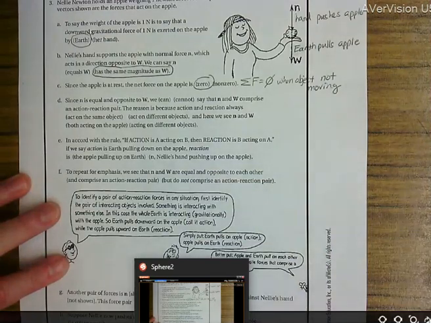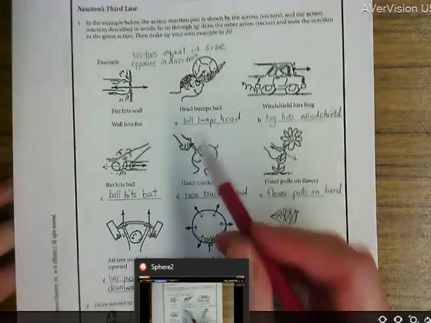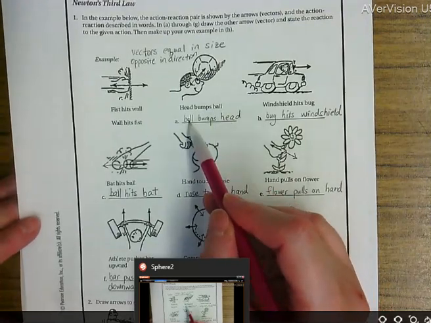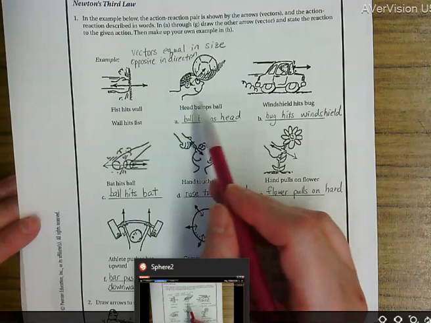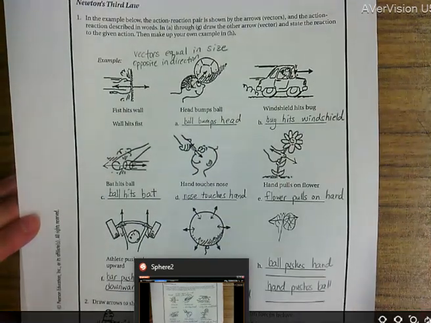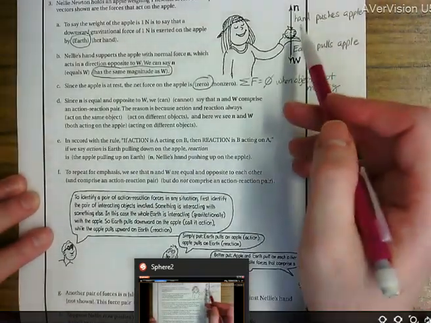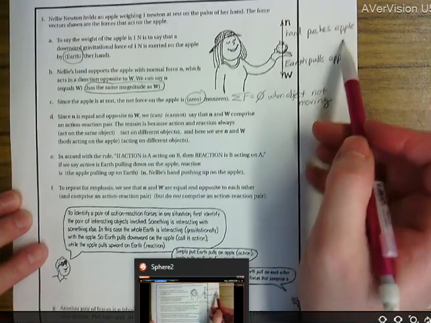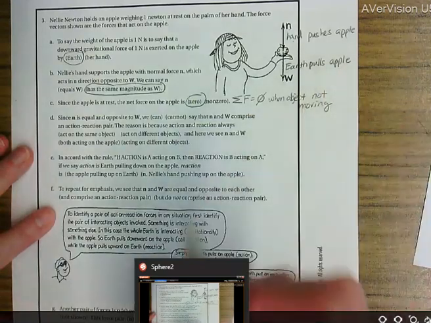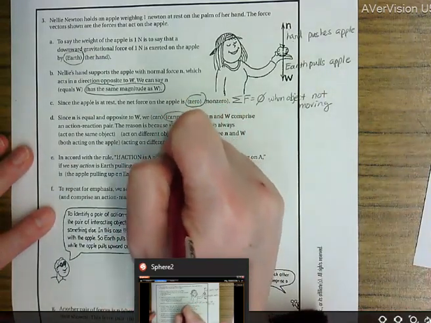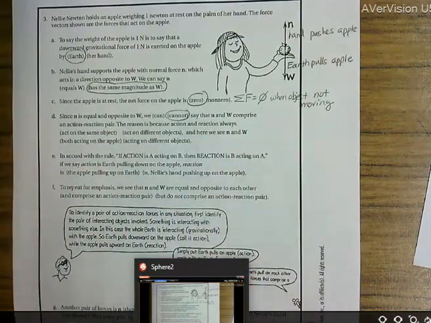Now, remember, in all of these that we did, head bumps ball, ball bumps head, it was the same two objects in contact with one another. Here I have a hand and an apple, and here I have an earth and an apple. So these, we cannot say that N and W comprise an action-reaction pair.